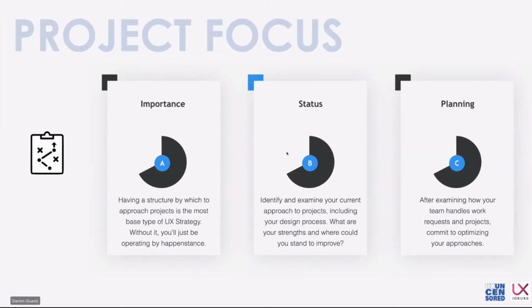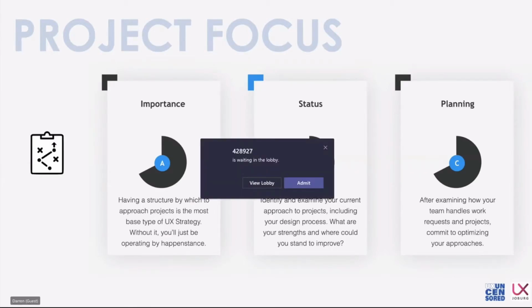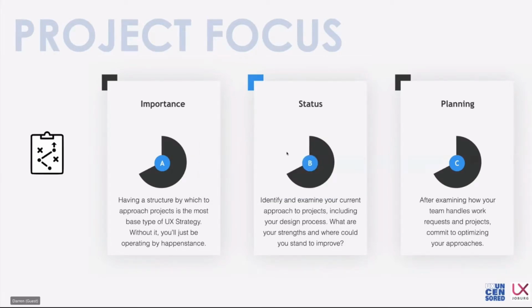And so then that leads us over to planning. After you examine how your team handles the work, the different requests and projects that you get, you need to commit to optimizing how you approach it. A lot of people working in UX today have an anarchical mindset. They don't like rules. We're not talking about rules. We're talking about being organized. That's it. So if someone has an anarchical mindset, they don't like the rules.